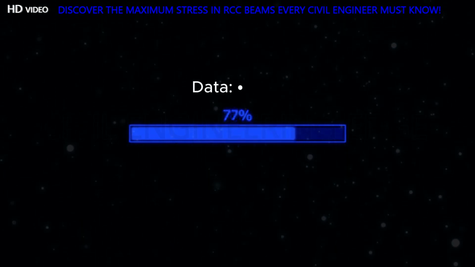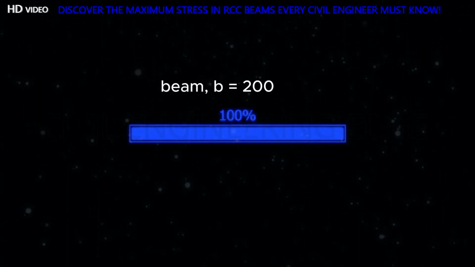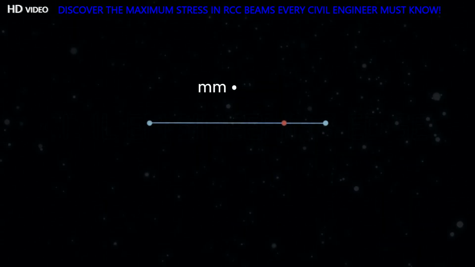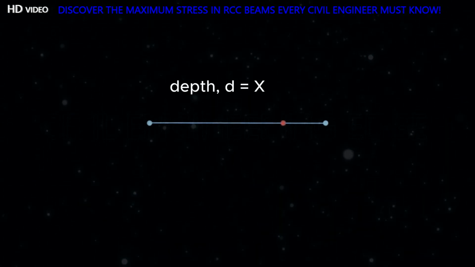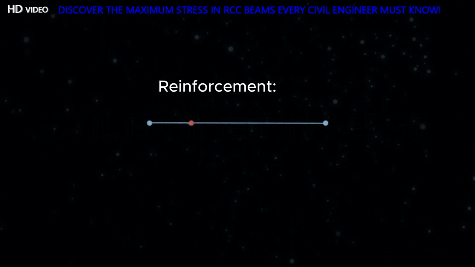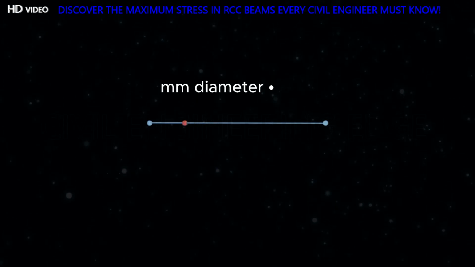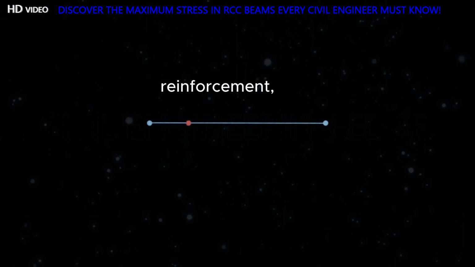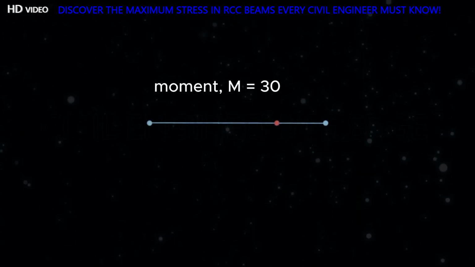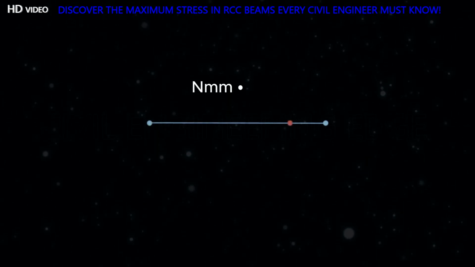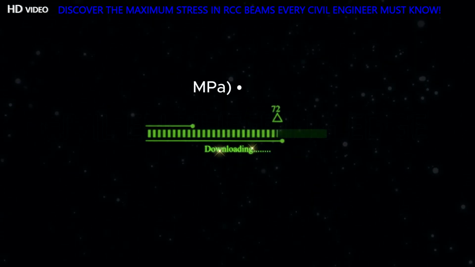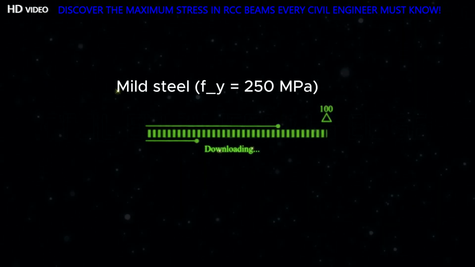Given data: width of the beam, B equals 200 millimeters; depth of the beam, D equals 400 millimeters. Effective depth, d, to be determined. Reinforcement, 3 bars of 16 millimeters diameter. Total area of reinforcement, A_st equals 603 square millimeters. Characteristic moment, M equals 30 kNm equals 30 times 10^6 Nmm. Concrete grade M20, f_ck equals 20 megapascals. Steel type mild steel, f_y equals 250 MPa.